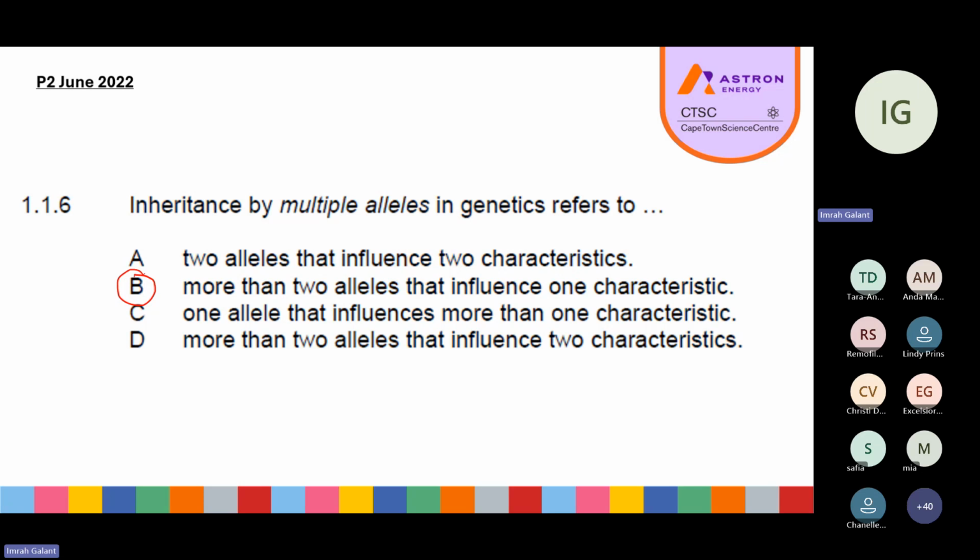And you would know this answer if you have looked at blood groups. Blood groups are an example of a gene that has multiple alleles. The alleles occur at the same locus on a particular homologous chromosome pair. Because with blood groups, basically it has three alleles: allele A, allele B, and the recessive allele O.